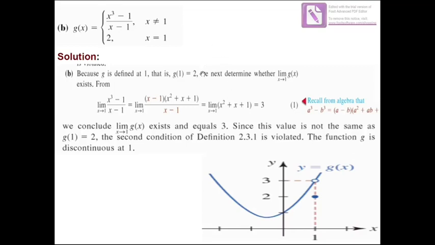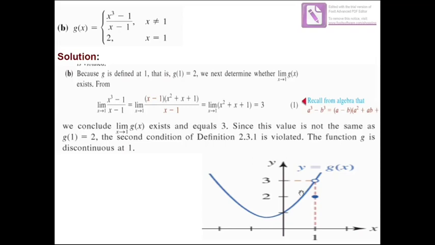So the limit exists and the function is defined, then we need to compare if the limit of the function is equal to the value of the function at x equals 1, so we conclude this function is continuous. But if they are different, then we conclude that this function is discontinuous. So the value of the function at 1 is equal to 2, and the limit is equal to 3. So since g(1) is not equal to the limit of g(x) when x approaches 1, they are not equal, we conclude this function is discontinuous.